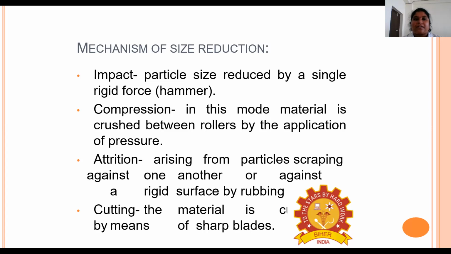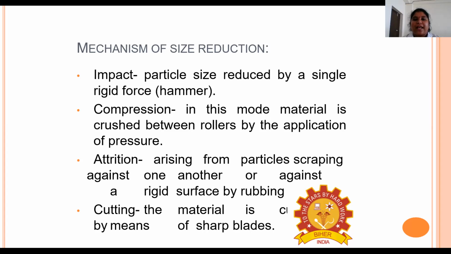Okay, so these are the four mechanisms which we will be using in size reduction. What are they? Impact, compression, attrition, and then cutting. What is meant by impact in the sense? Particle size will get reduced by a single rigid force. That only you will be calling as impact. And then compression. In this mode, material is crushed between the rollers by the application of pressure. That one you will be calling as a compression force.